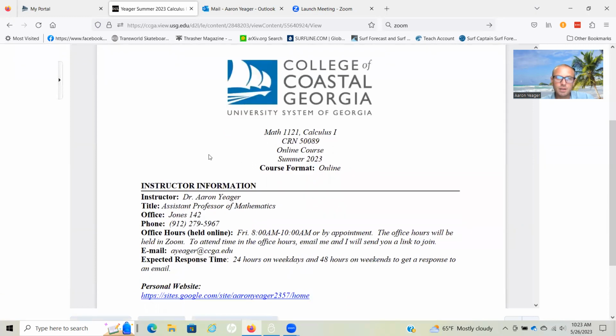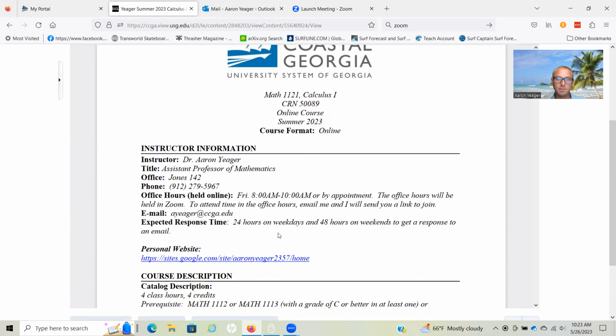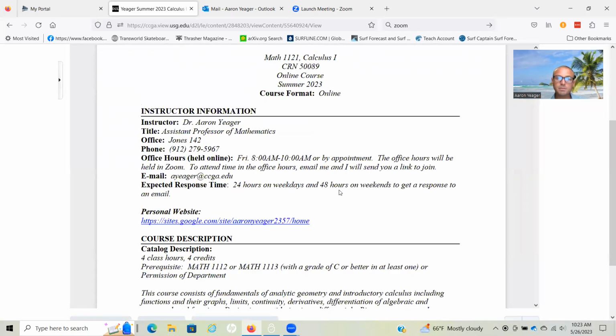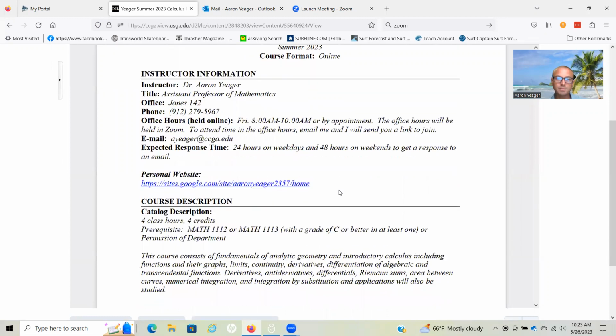This contains information on my office hours, which are 8 to 10 on Friday. If you'd like to meet during that time, email me and I'll send you the Zoom link immediately, or if I'm in another meeting, it might be a few seconds. If you need to meet at a different time, just email me and we can find a time to meet. Expected response time is 24 hours on weekdays and 48 hours on the weekends.